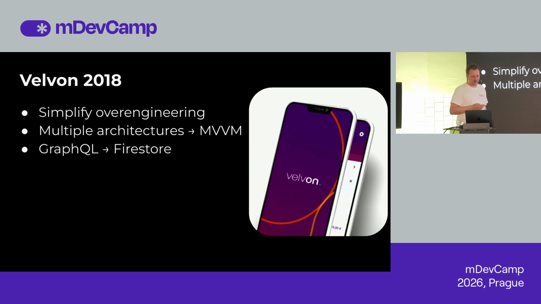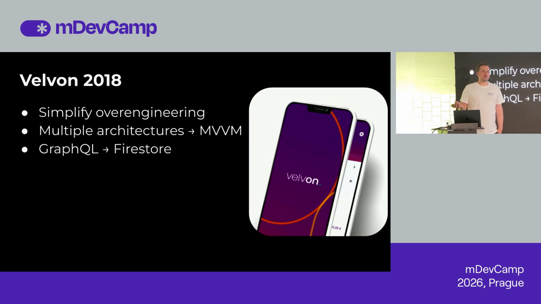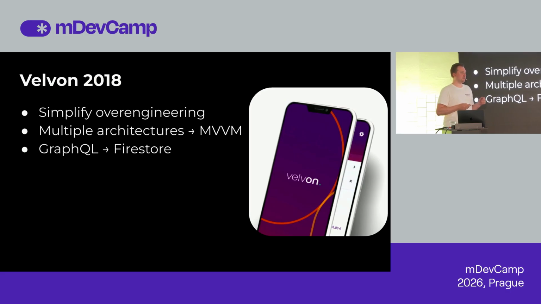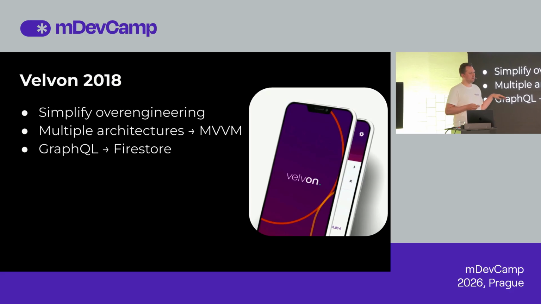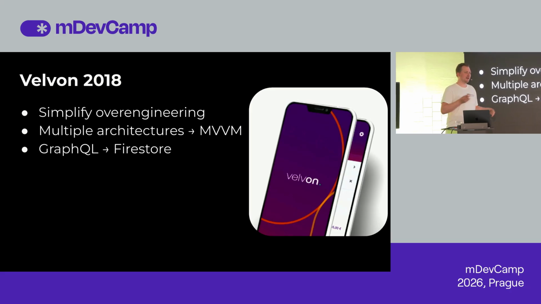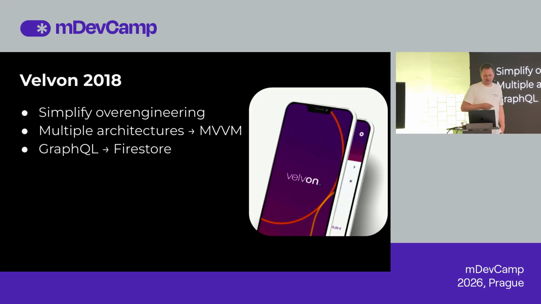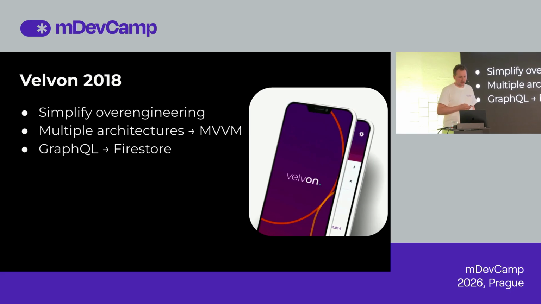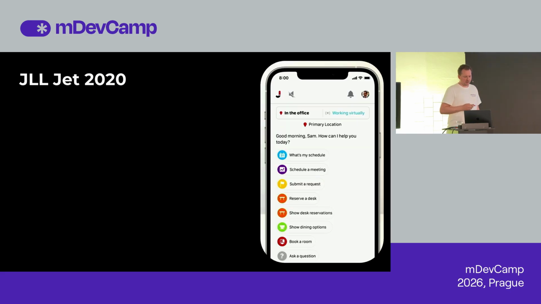So I chose MVVM, and I was also leading the migration of backends from GraphQL to Firestore, and it was quite interesting. The whole bank was real time, no REST. It was all synchronizing in real time. But the bank hasn't launched.